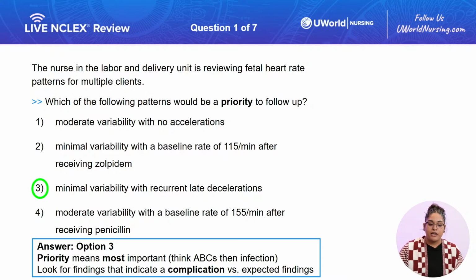And then option 4 is a category 1 strip. Moderate variability is good. 155 is still in that normal range. And penicillin is commonly given to mothers who are GBS positive or carriers for the group B strep. So this doesn't pose much of a threat to the fully developed fetus, to the fully developed healthy mom, of course, but it could for the newborn. So we're going to give them prophylactic antibiotics.